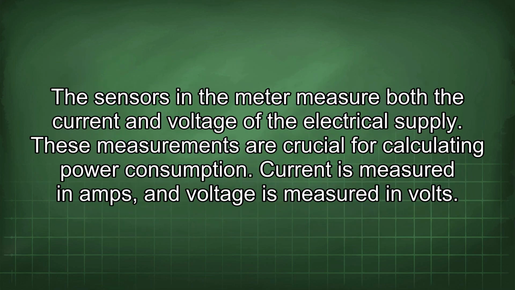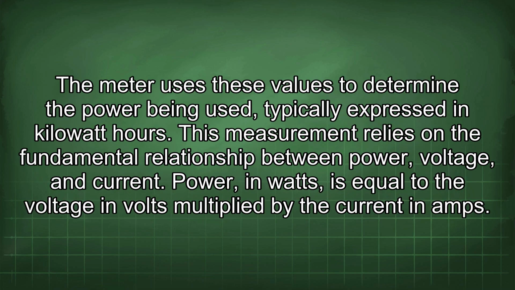The sensors in the meter measure both the current and voltage of the electrical supply. These measurements are crucial for calculating power consumption. Current is measured in amps and voltage is measured in volts. The meter uses these values to determine the power being used, typically expressed in kilowatt-hours.